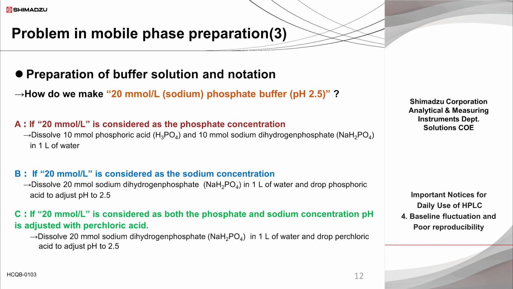The pH is then adjusted to 2.5 by adding drops of phosphoric acid using a pH meter. In this case, the sodium concentration will not change, but the phosphate concentration will be greater than 20 millimoles per liter because of the addition of phosphoric acid.